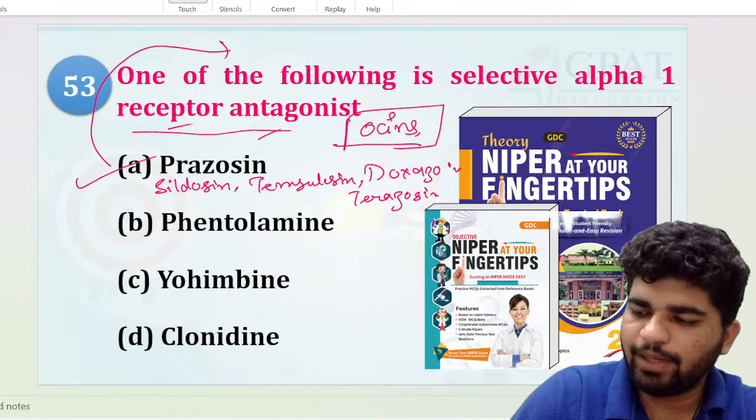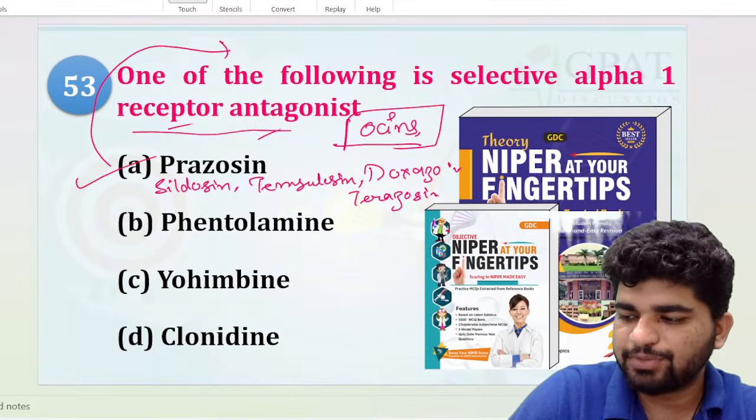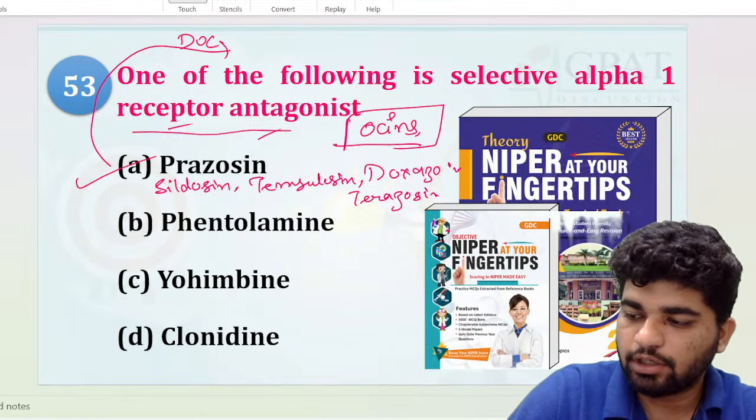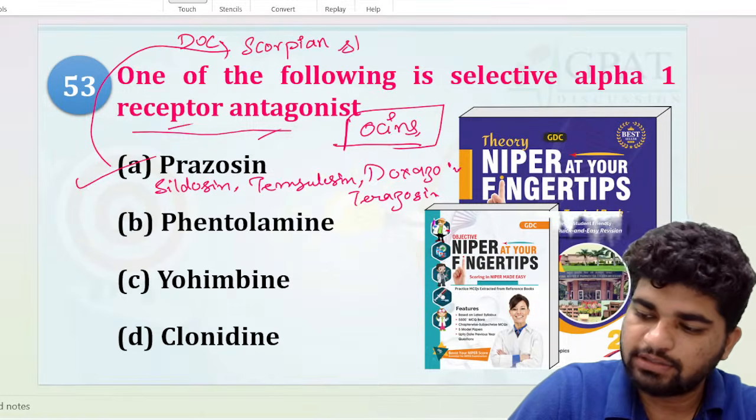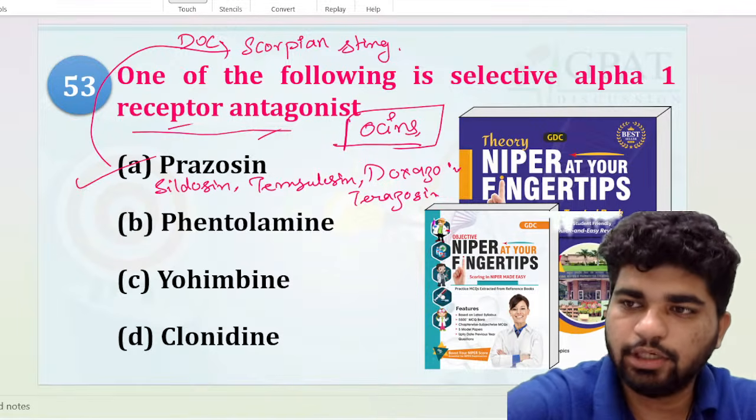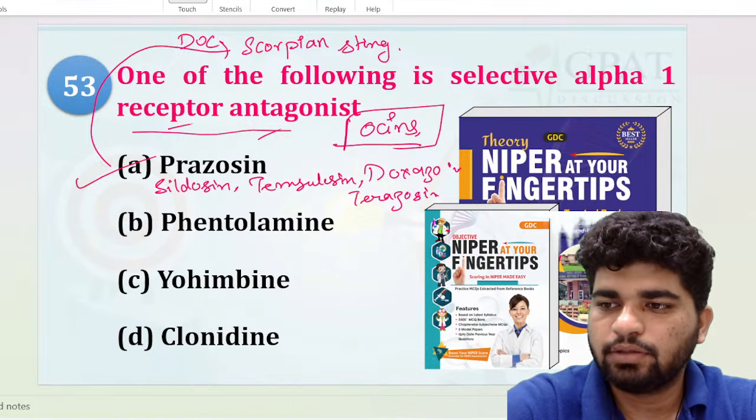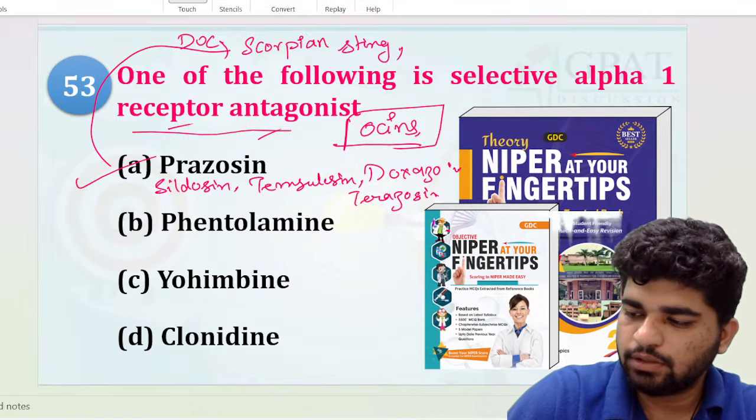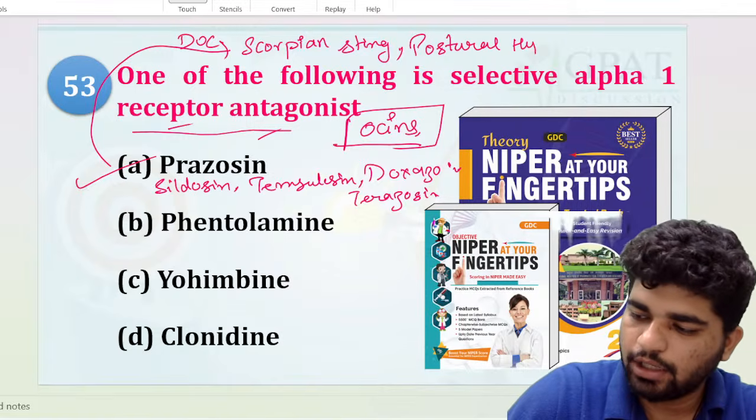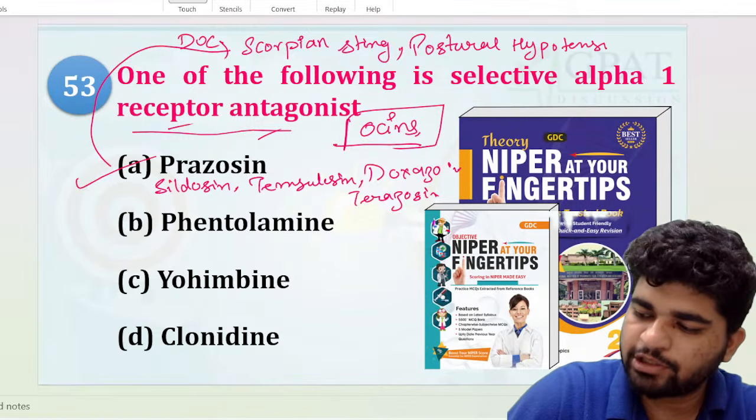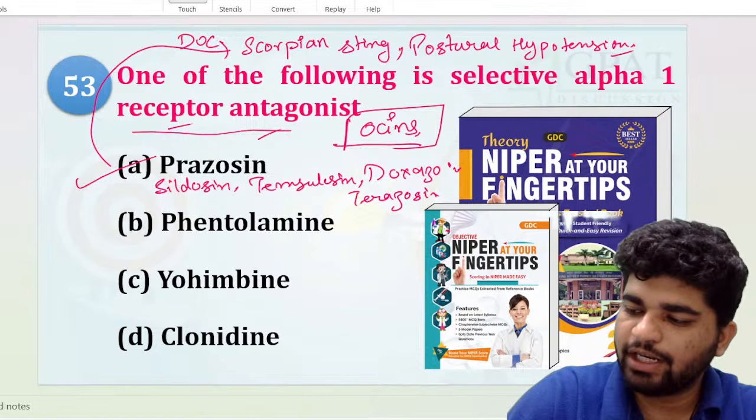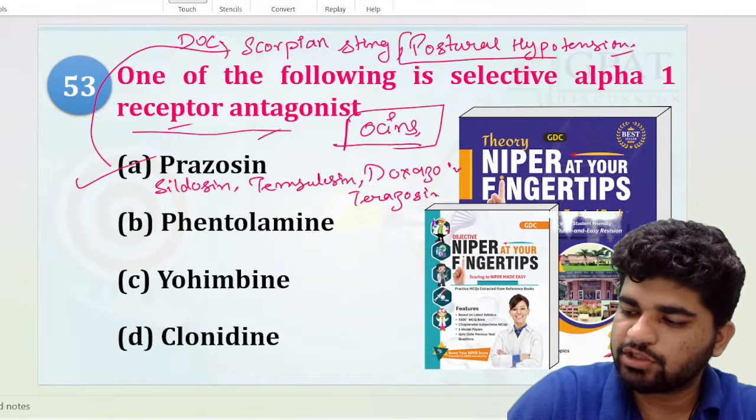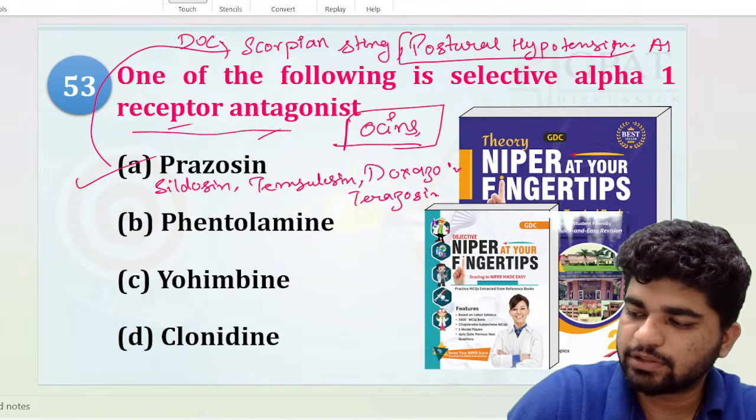Prazosin is used in plenty of things. Prazosin is being used as a drug of choice for scorpion sting. Remember, for scorpion sting, that is a drug of choice. Also, prazosin can cause postural hypotension, along with clonidine as well. That's an ADR of this.